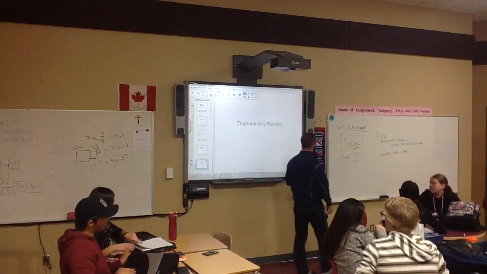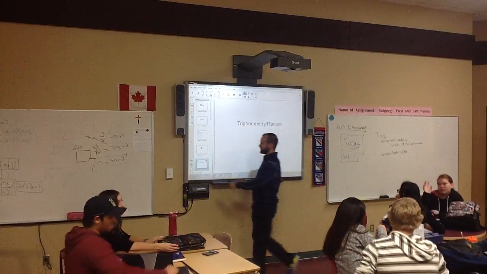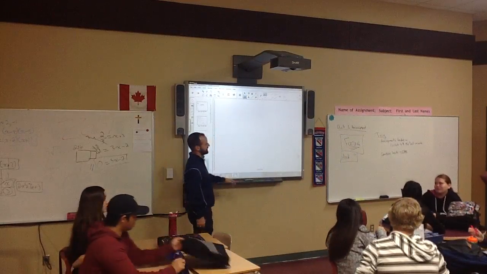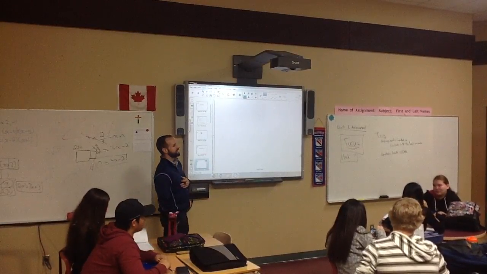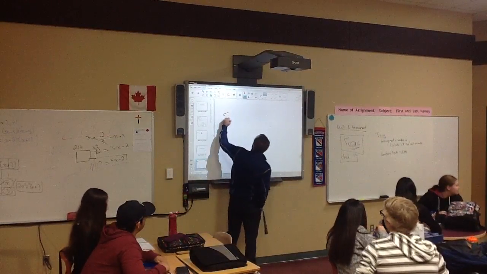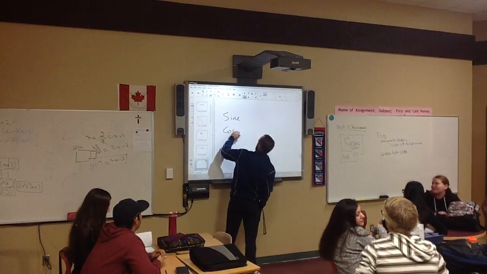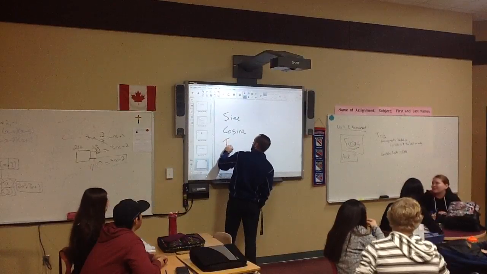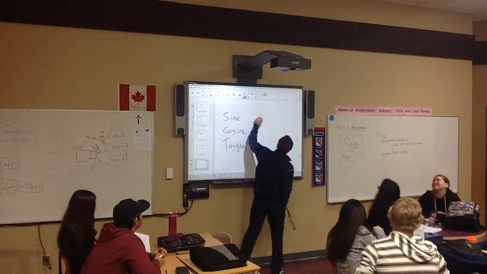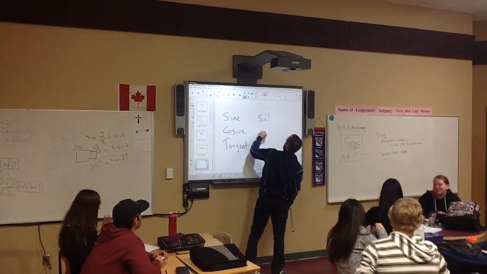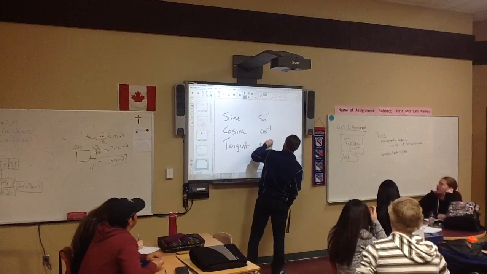Okay, trig review. How many people know or remember a little bit about what we did for trig last year? Not a thing? That's not good. That's a hard reality. It's fair. Sine, cosine, and tan. I know what that means, I don't know how to do it. And then you can do negative sine, cosine, and tan. Okay, we've got sine⁻¹, cos⁻¹, and tan⁻¹.